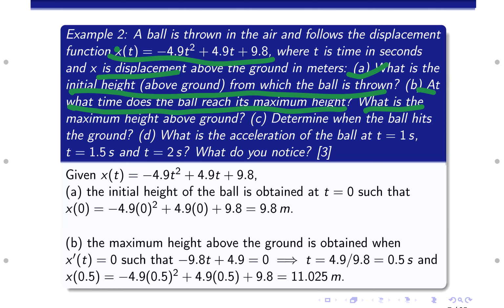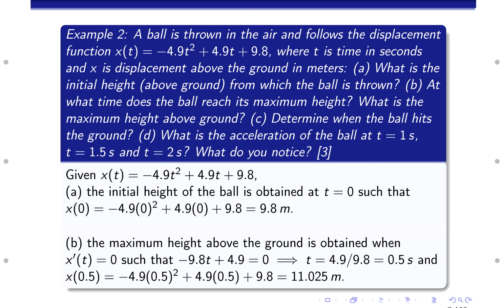All right, so let's see. Okay, I think this is good. Now we have the displacement function, which is x of t equals minus 4.9t squared plus 4.9t plus 9.8. So we want to find the initial height of the ball. The initial height of the ball is obtained when t equals 0. That is the height from which it is projected, where time is equal to 0, right?